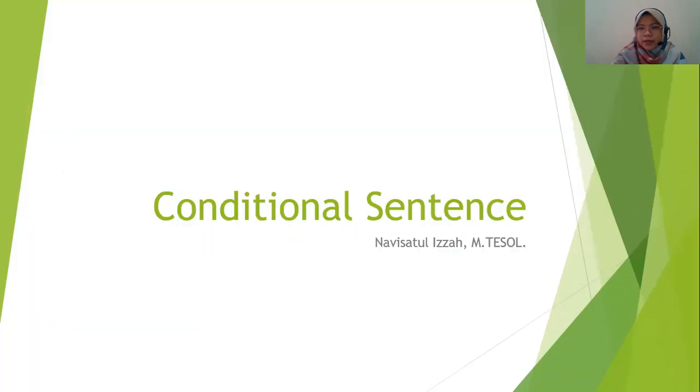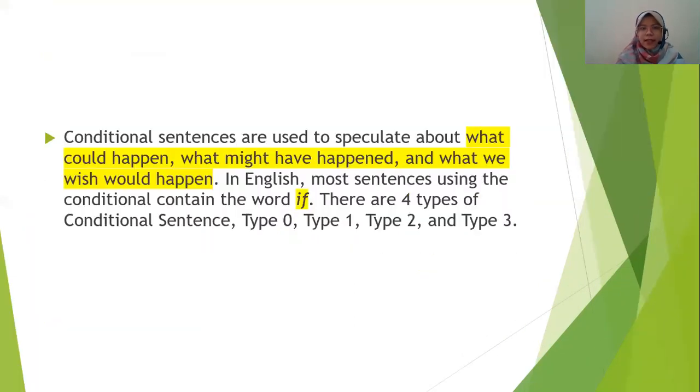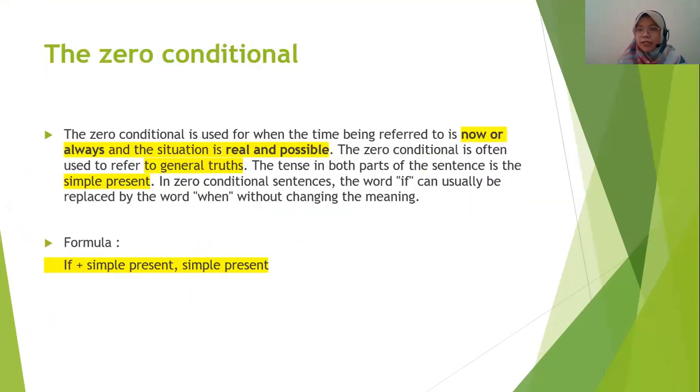So, what is actually a conditional sentence? As its name suggests, conditional sentences are used to speculate about what could happen, what might have happened, and what we wish would happen. In English, most sentences using the conditional contain the word if. There are four types of conditional sentences, from type 0 to type 3. So we're going to start from the zero conditional.